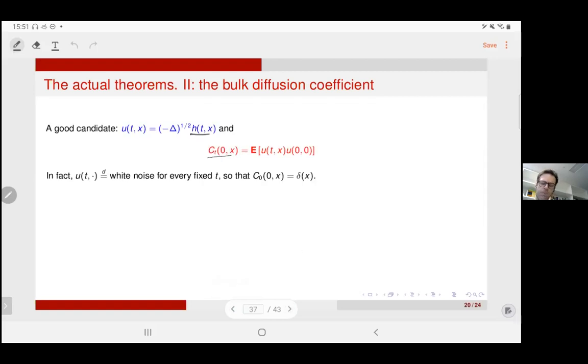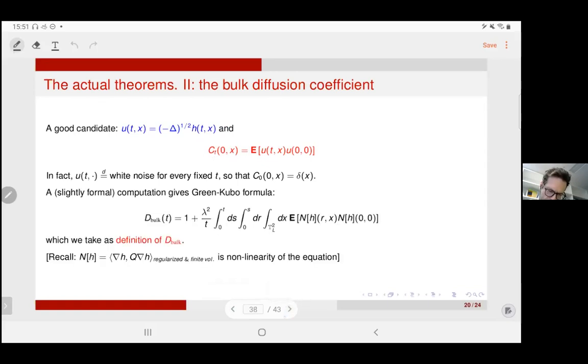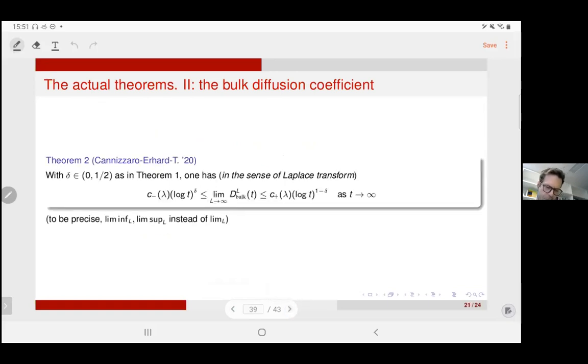So this bulk diffusivity coefficient tells you how fast correlations are spreading out in space when time grows. Here we'll skip half a slide because I'm already almost over time.